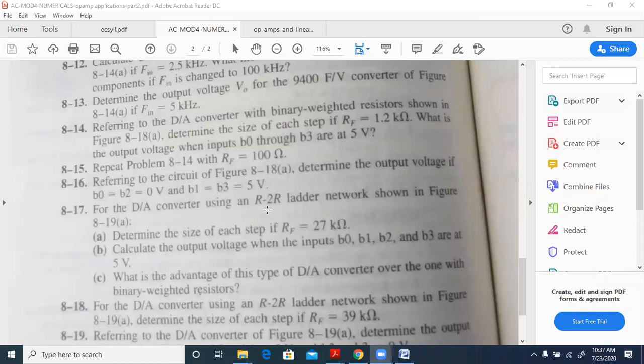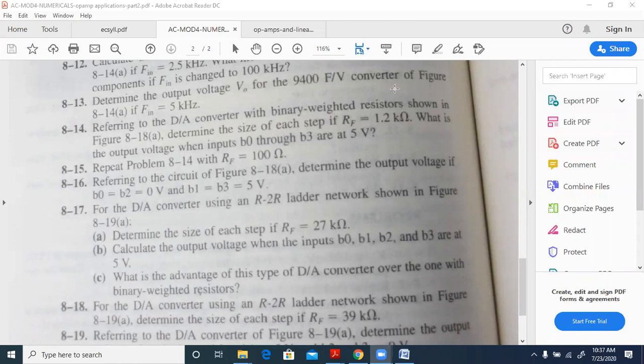For the DA converter using an R to 2R ladder network shown in the figure 8.19a, determine the size of each step if RF is equal to 27 kilo ohms, and calculate the output voltage when the inputs B0, B1, B2, B3 are at 5 volts. So again, B3, B2, B1, B0 is 1111. 1111 to base 2 is equal to 15 to base 10.